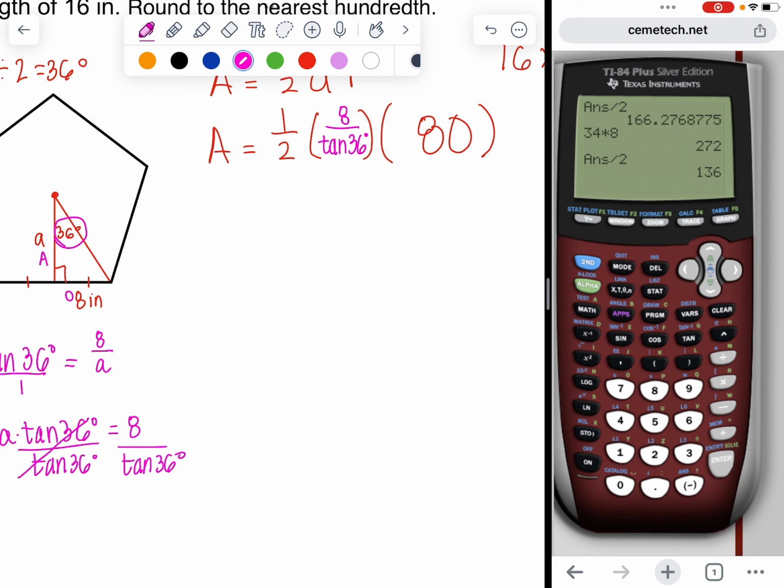All right, so parentheses, 8 divided by tan 36, close the parentheses, times 80, enter, divide this by 2, and I get area is equal to 440.44 inches squared.